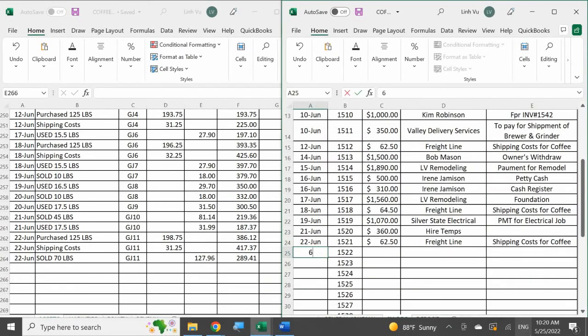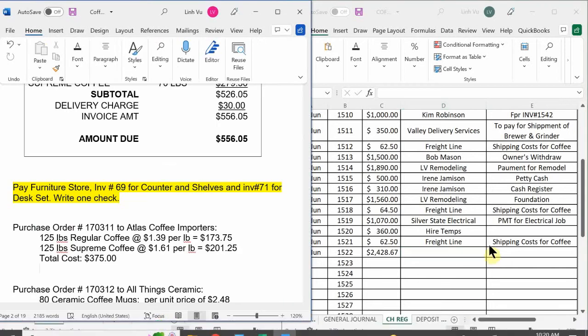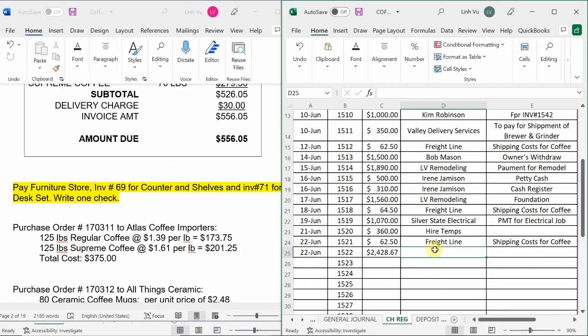And here it is. Today's still the 22nd. And I just made a payment for $2,428.67 to who? We make the check to a vendor. Who's the vendor? Who am I paying? We're not paying for the purchase order. Who are we paying? Furniture store.